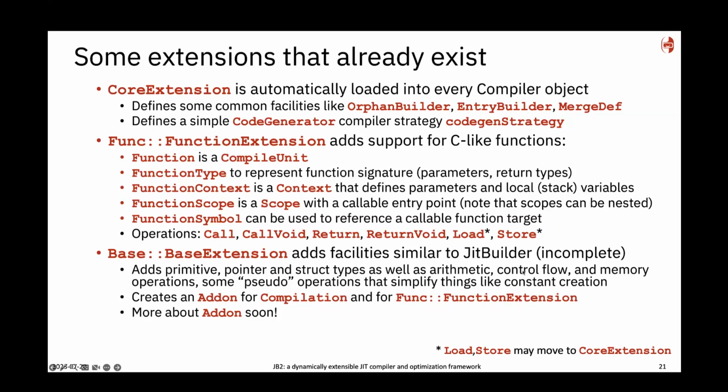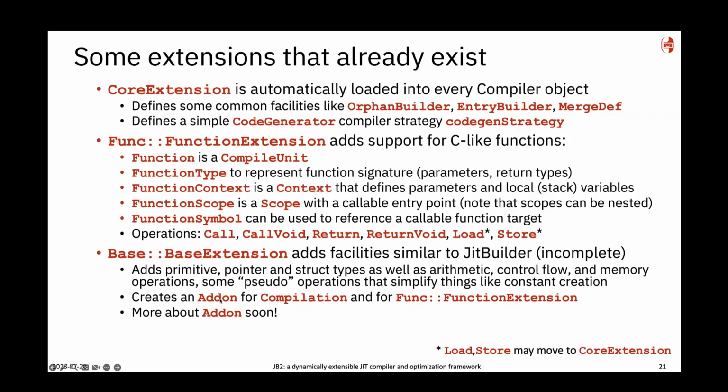It has most of the control flow from JitBuilder 1, although it doesn't have switch right now. And a lot of the memory operations from JitBuilder 1 to be able to access fields from structs and to dereference pointers and to access arrays and things like that, plus a few pseudo operations that help simplify things like constant creation, etc.